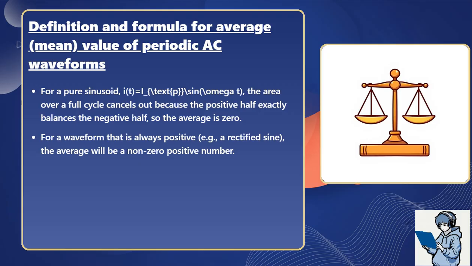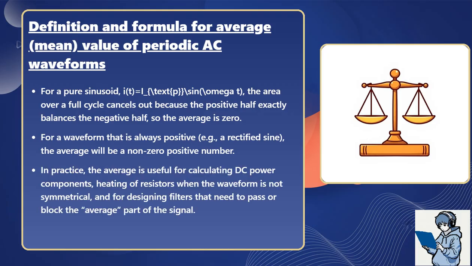In practice, the average is useful for calculating DC power components, heating of resistors when the waveform is not symmetrical, and for designing filters that need to pass or block the average part of the signal.